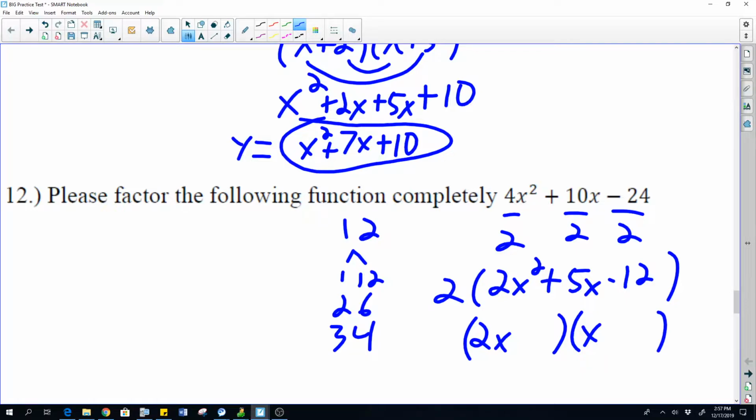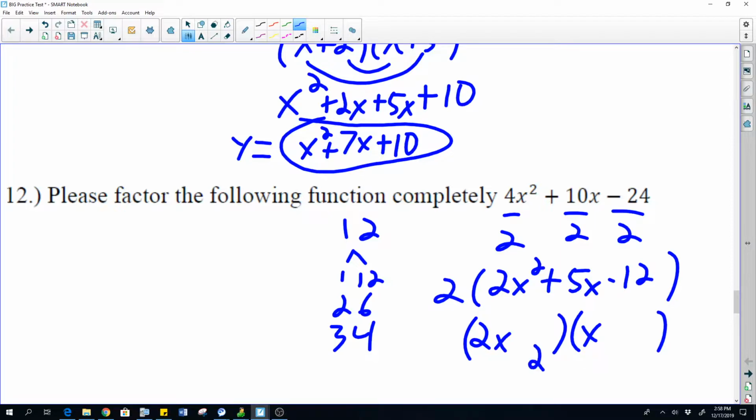We need a combination with this 2 and this 1 to give us 5x. So take a guess. Probably not 1 and 12, that usually doesn't work. But maybe 2 and 6 or 3 and 4. We'll do the guess and check method. It has to equal 5x when you multiply them together. So maybe guess 2 and 6 or 3 and 4? 2 and 6, so we'll plug in 2 and 6.